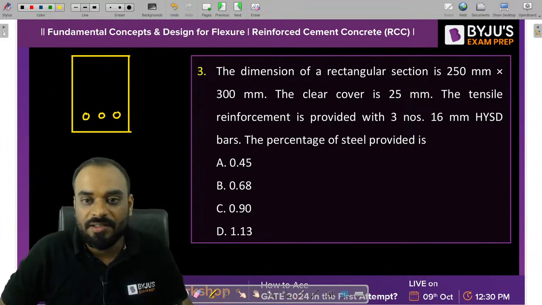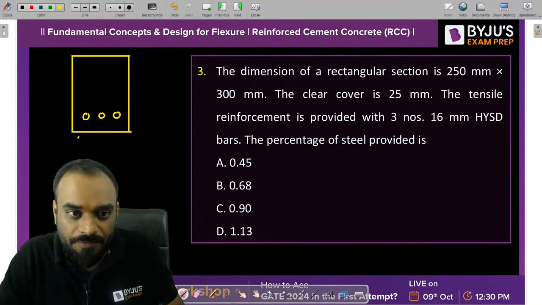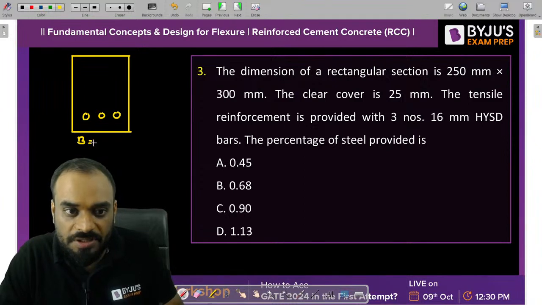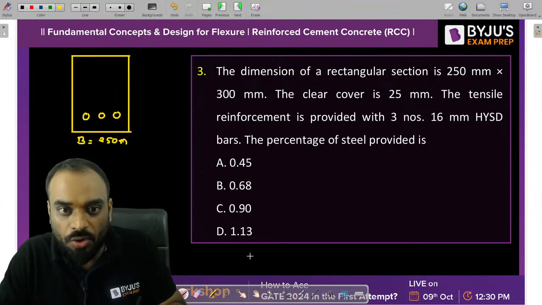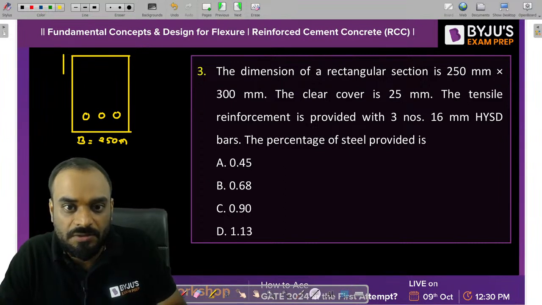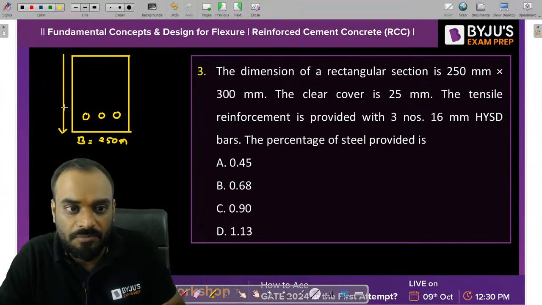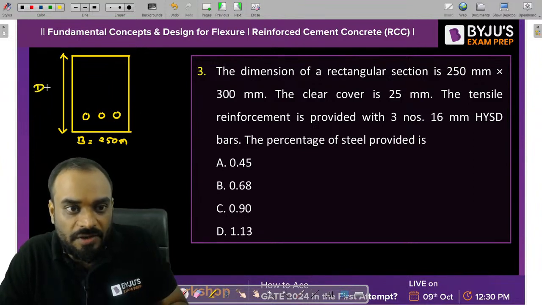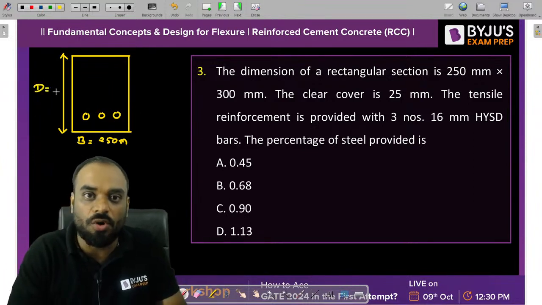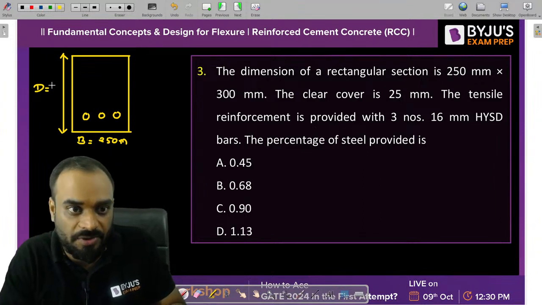Let's see, guys. The dimension is already mentioned over here. B is equal to how much? That is basically the width of the section. It is 250 mm. The overall depth which is given to us is 300 mm. This capital D is equal to how much? It is 300. Now our task is to find out the value of small d, that is effective depth.